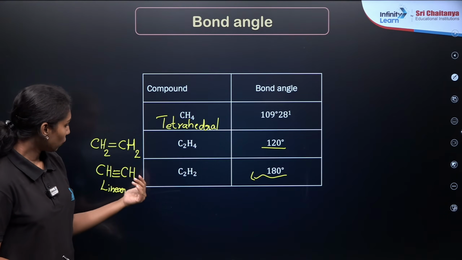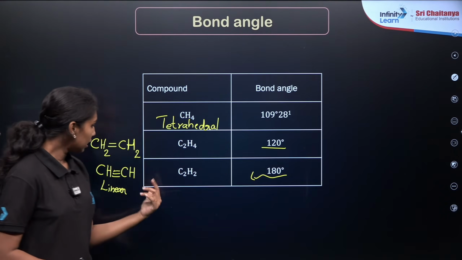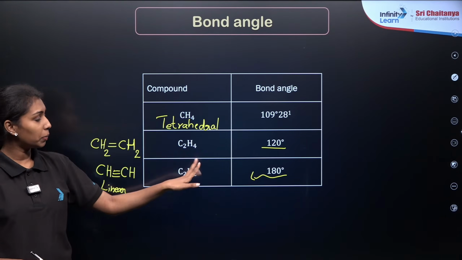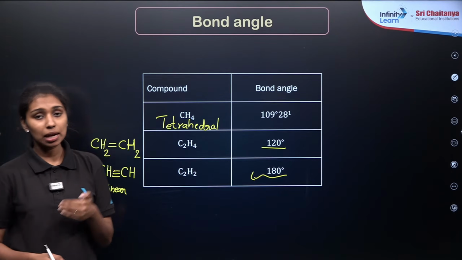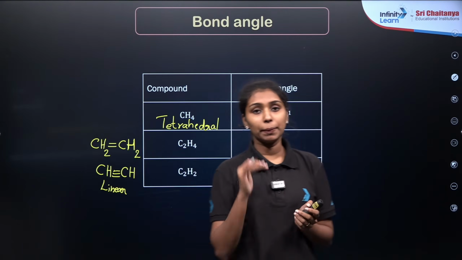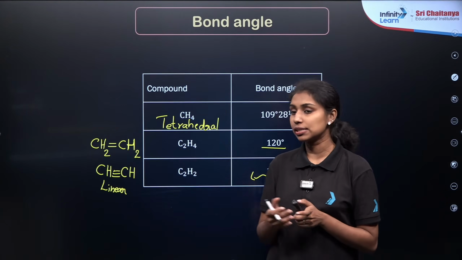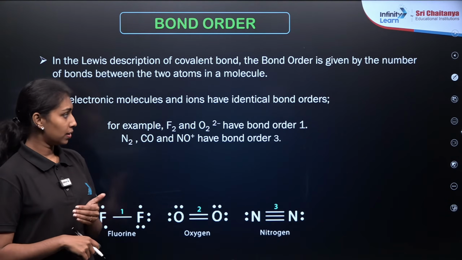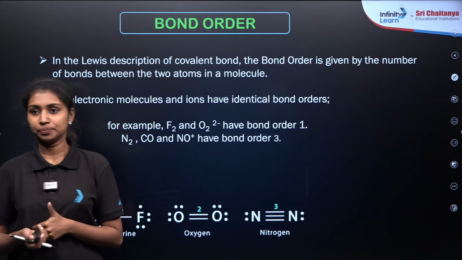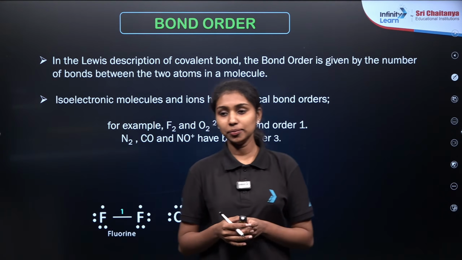Then in the case of ethyne, it is 180 degree because the shape is linear, and for ethene, double bonded carbon, it is 120 degree triangular planar shape. So bond angle completely depends upon the shape of the molecule. Depending upon the shape, bond angle will change. Now we are moving to the last parameter, that is the bond order. So what do you mean by the bond order? Is there any idea?